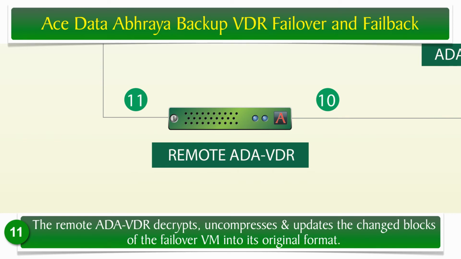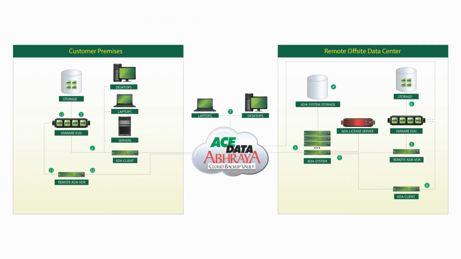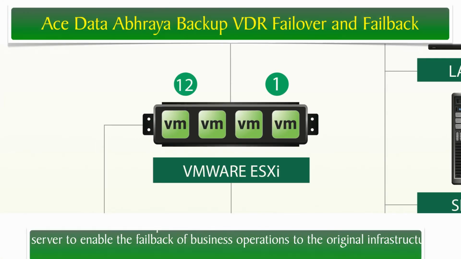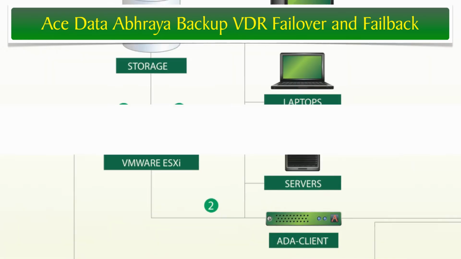In the next step, the remote ADA VDR decrypts, uncompresses, and updates the change blocks of the failover VM back to the original format. As a last step, the remote ACE data Abhraya VDR performs the incremental restore of the VM to the primary ESXi server to enable complete failback of the business operations to the original infrastructure.